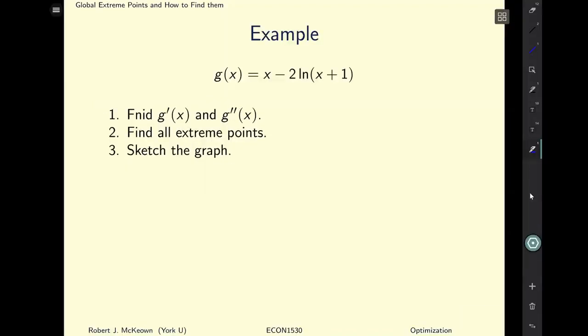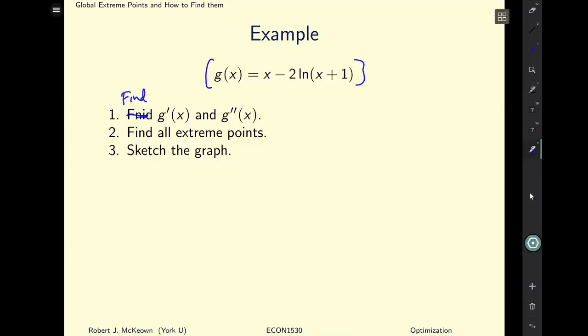Before we end the video, let's do an example together. Here's the function of interest. And whoa, a little bit of a typo there, but it's pretty clear what the question wants us to do. We're going to find the first derivative, and we're going to find the second derivative of the function g.